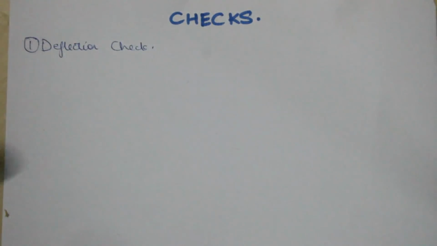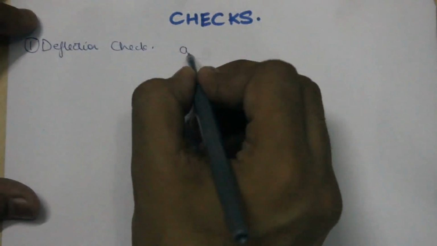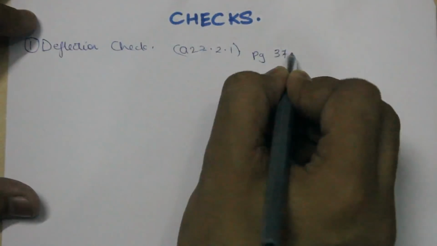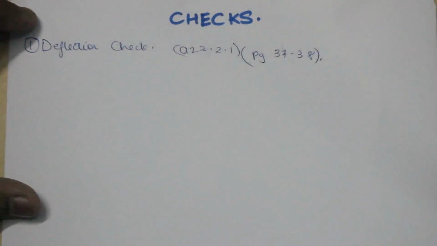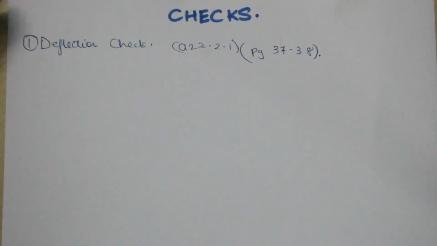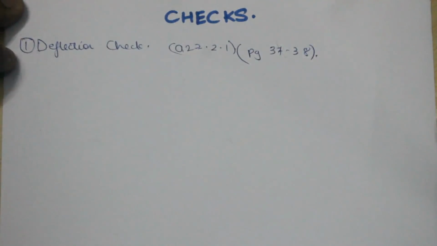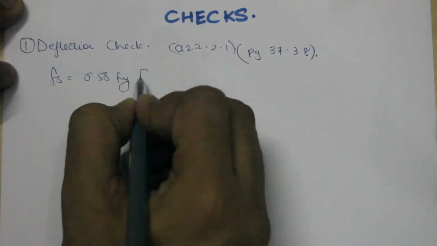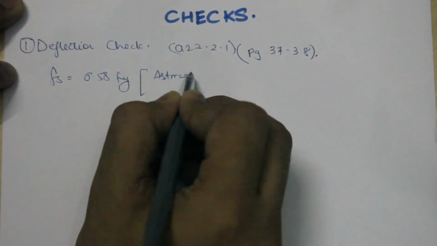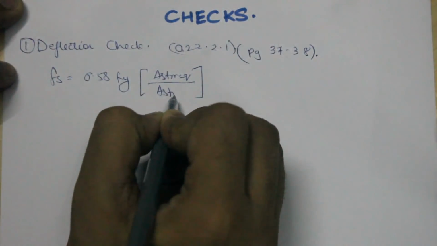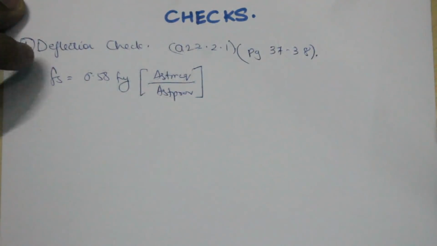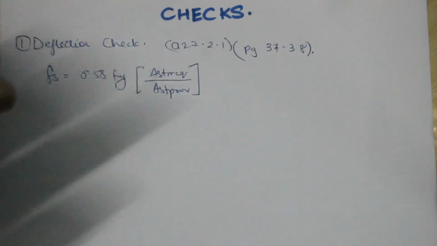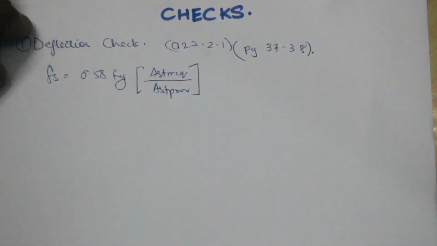This is given in clause number 23.2.1 on page number 37 and 38. For this we have to use a graph. I'll show you quickly how it is done. First we have to find out the value of Fs. Fs is equal to 0.58 Fy into AST required upon AST provided. This formula is already given in the IS code. If you read clause number 23.2.1, you will get the formula there, just below the graph. I'll show you the graph later on.